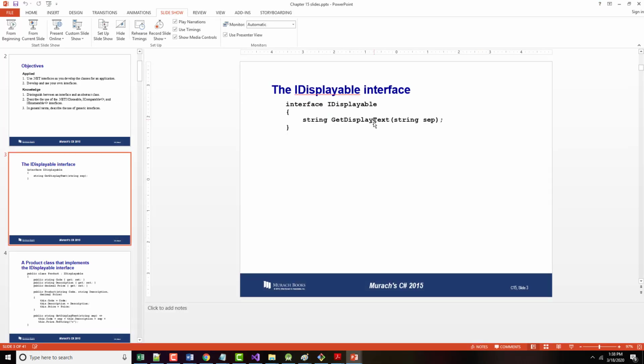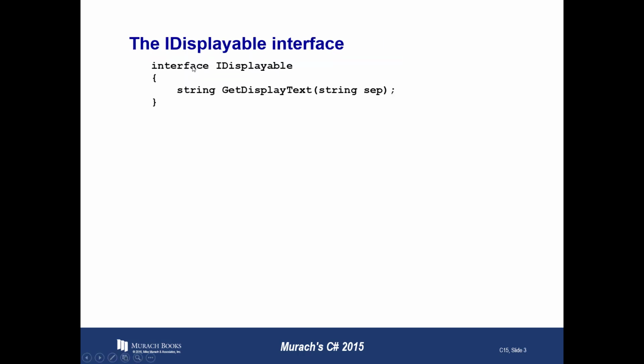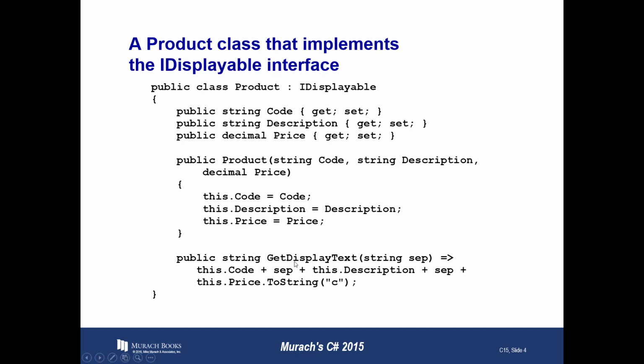Now, when you work with interfaces, interfaces in many ways are like classes, but they're not a class. All right, hence the name. They're an interface. So, notice what we have here. We've got a product that implements the iDisplayable interface. Okay, that's just fine. Here was the iDisplayable interface. All this says is that any class that implements this interface must provide a getDisplayText method. It must return a string, and it must take a string in as a parameter. And as you can see, this one does.